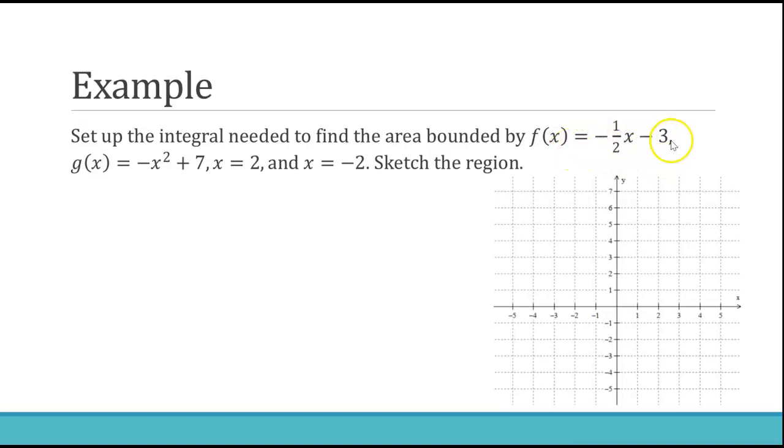First, our function f of x is linear, so we have a line in the form mx plus b. Our y-intercept is -3, so let's plot that. And our slope is -1/2, so we can either go down 1, right 2, or up 1, left 2. And I'm going to just extend that across the entire grid that I've been provided here. And I'm going to go ahead and sketch my line.